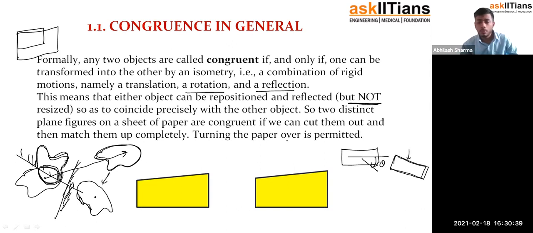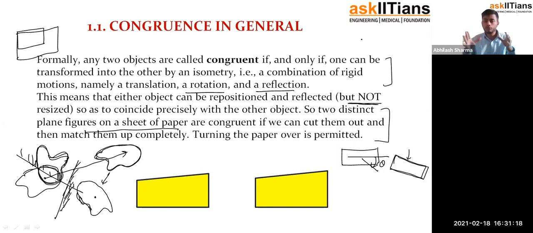So what we are saying is that two distinct plane figures on a sheet of paper are congruent if we can cut them out and then match them up completely. Turning the paper over is permitted. And what does turning the paper over represent? It represents inverting, which is equivalent to reflection about a mirror. So turning over the paper actually is representing reflection only, and hence this understanding viewpoint is equivalent to the formal definition as well.